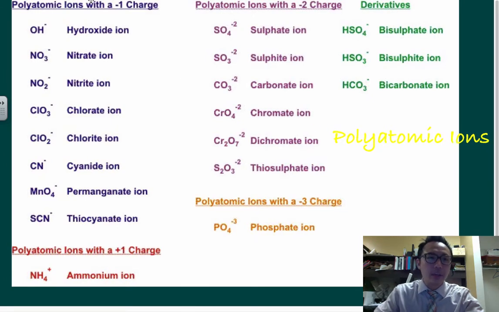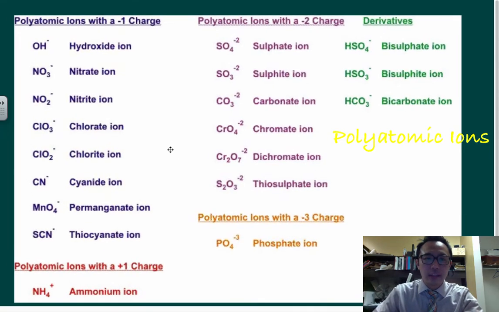If you look up here, these are your polyatomic ions with a -1 charge, or one negative. These ones are your 2 negative, and this one, the ammonium ion, is the one that has a 1 positive charge. It's really important to know the charges, because when you're combining ionically, it's really the transfer of electrons, and your charge after bonding has to be neutral. It has to be 0. It has to result in a 0 charge.